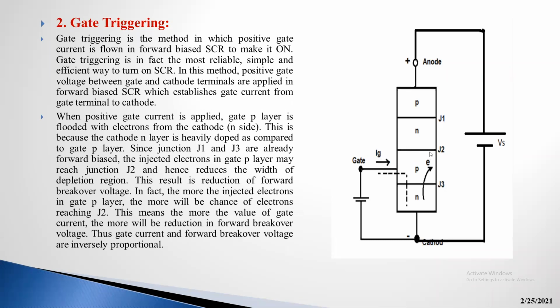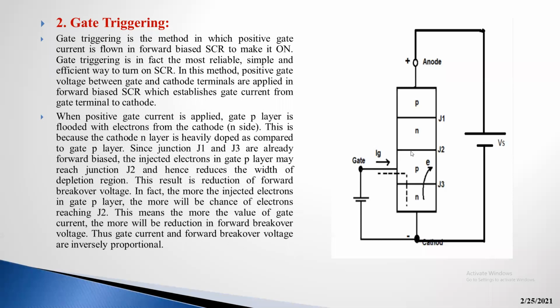whatever depletion layer is formed at the junction J2, this depletion layer is going to be decreased. By increasing this gate current, again the depletion layer is going to decrease and current will start to flow from anode to cathode. This gate current is used only for decreasing the depletion layer at junction J2. Is it clear?